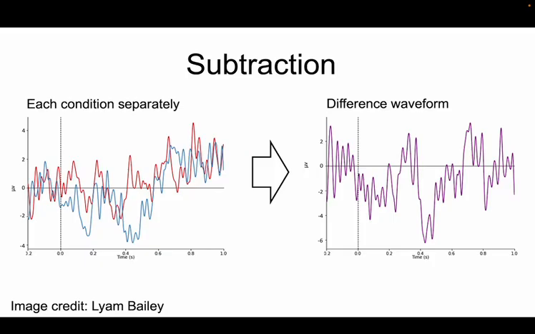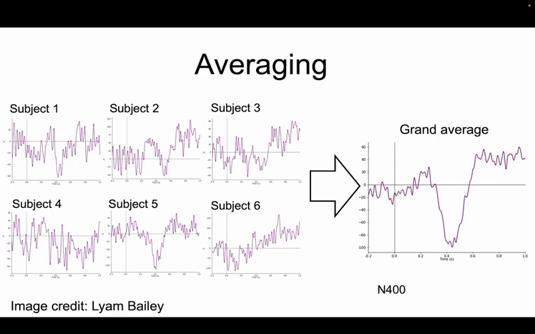To see what this semantic violation looks like, the waveforms are combined so that the noise is subtracted out. What's left is the brain's activity specific to that task, called a difference waveform. By averaging the difference waveforms from many individuals, you see fewer squiggly lines, and there's a large negative electrical response at around 400 milliseconds, called the N400.